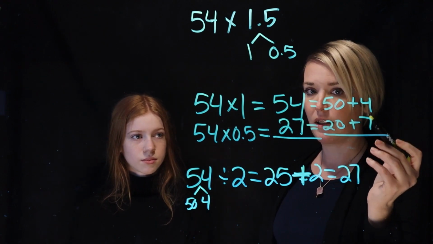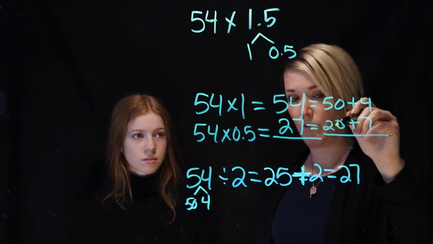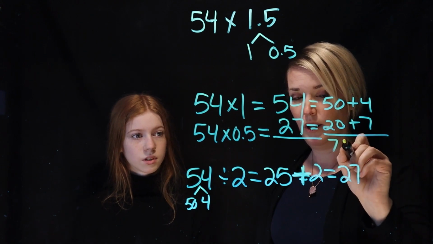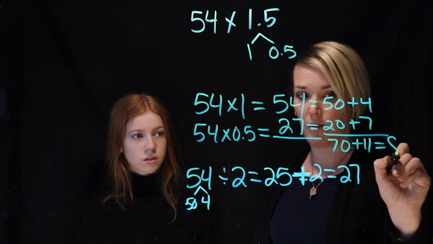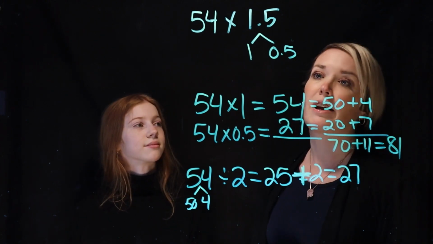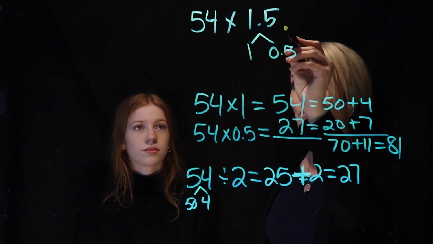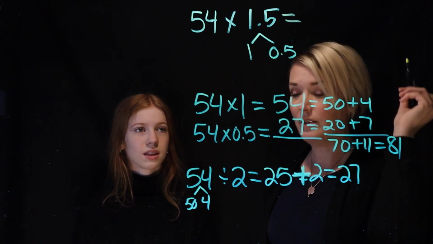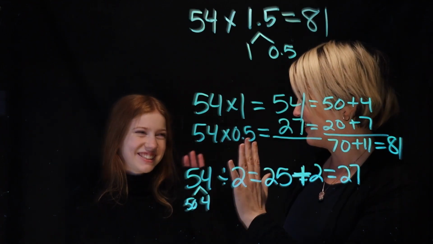Yes. And then you're going to add 11 to this amount here. So this is 50 plus 20, which would give you 70 plus 11. So that's 81. All right. So then we can tell people the final answer. So 54 times 1.5 equals 81. Awesome, Caitlin. Great job. High five.